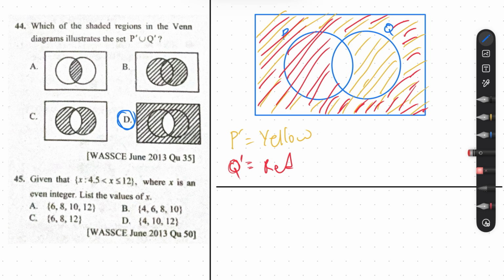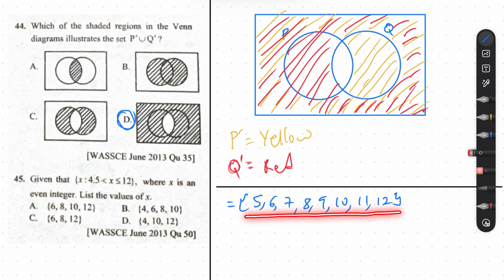So we have to start from 5. We have 5, 6, 7, 8, 9, 10, 11, 12. Now it says where x is an even integer, so we just need to find the even integers in this set. Is 5 even? No. 6 is even, so 6 will enter into our final set. So 6, then 8, 10, then 12.